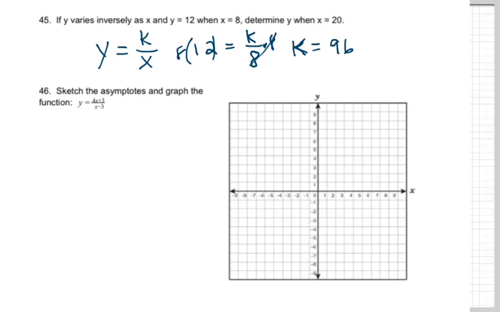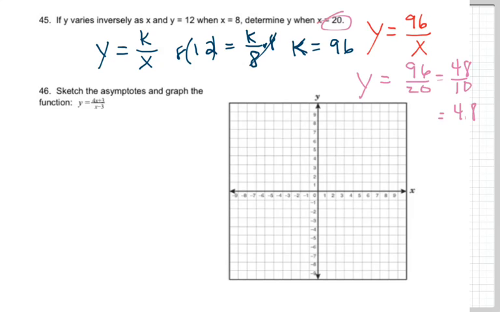So now I've got my relationship between x and y with the k value. Y equals 96 over x. And give me any x and I'll tell you what y is. In this case, it'll tell me x is 20. So y is 96 over 20. You can simplify this. 48 over 10. You can keep simplifying, you can leave it as a fraction, or you could go to a decimal, 4.8.